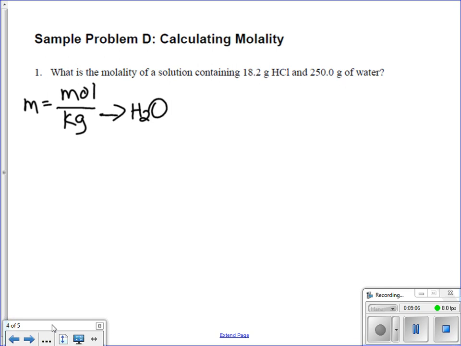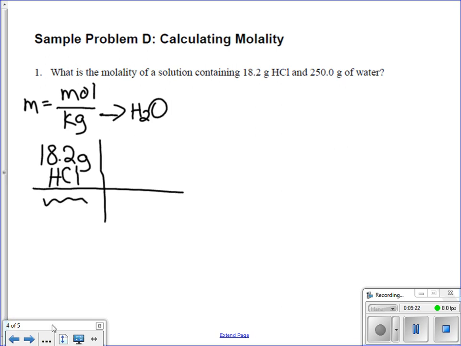So we're going to have to change our 18.2 grams to moles. We're going to do that the same way we've been doing it. 18.2 grams of HCl. Add up the mass of HCl from the periodic table. Multiply across the top, divide by the bottom. We get 0.5 moles of HCl. So that's our top number.